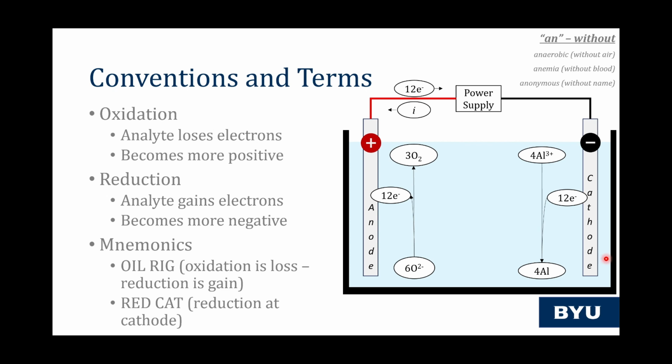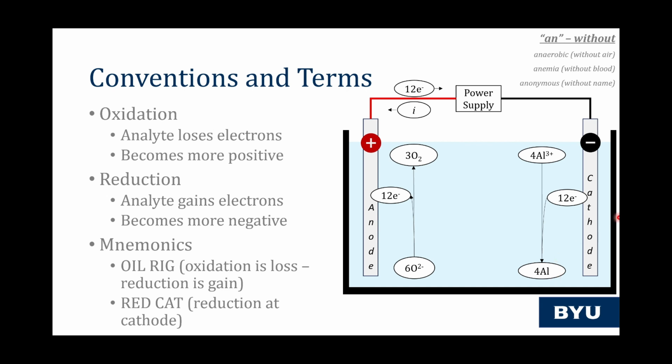So, first is oxidation. Oxidation is the process where an analyte loses electrons or becomes more positive. For example, you might have O2 minus oxidizing to oxygen gas and becoming more positive. Then there's reduction. Reduction is when an analyte gains electrons or becomes more negative. After all, electrons are negatively charged. This example could be aluminum being reduced, or an aluminum ion being reduced to aluminum metal. So you see it becomes more negative from a 3 plus state to its 0th state.